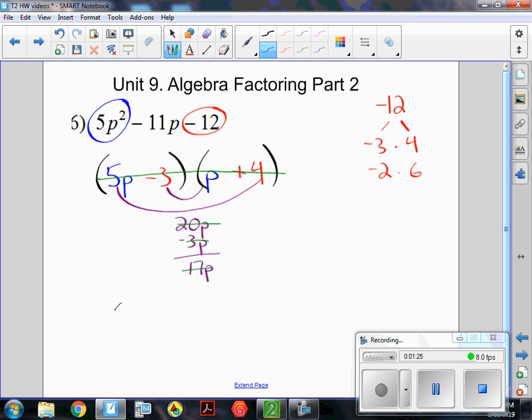The next thing I'm going to try with 5p and p is to try to switch the 4 and 3. So let's try a negative 4 and a positive 3. So before I try the 2 and the 6, I want to make sure I try the 4 and the 3.